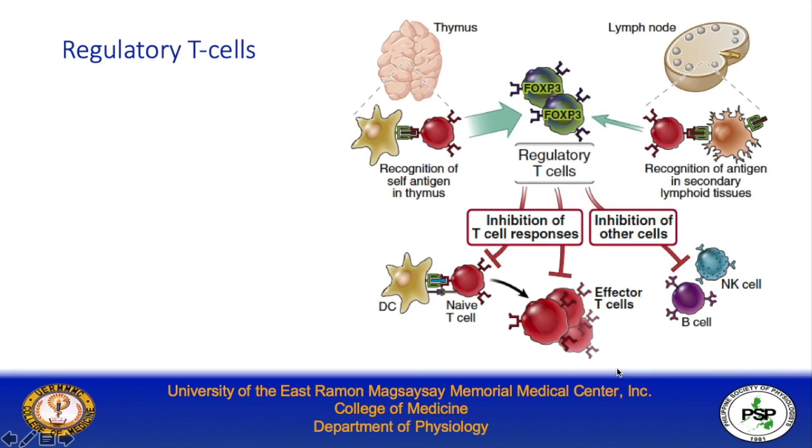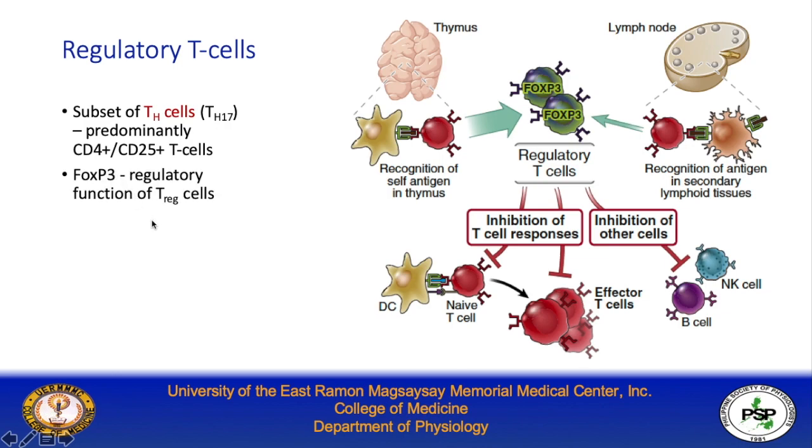So this is the pathway by which the regulatory T cells work. The regulatory T cells are a subset of helper T cells. So take note, they are also CD4 positive. On the surface, there are also CD4 proteins and an additional CD25 protein. This is the marker for regulatory T cells.